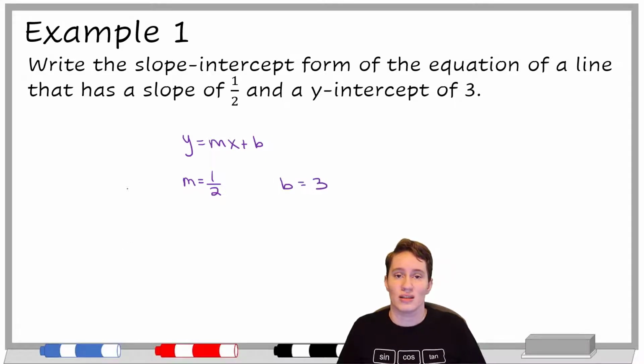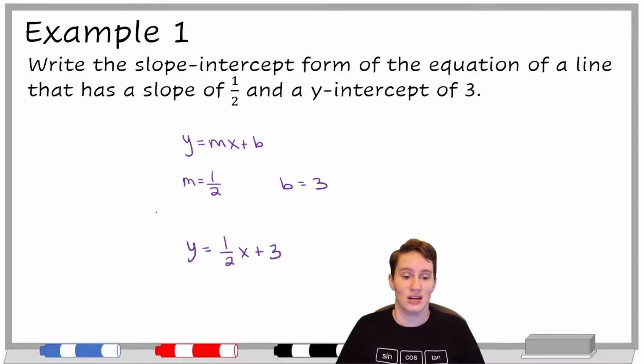So if we want to write the slope-intercept form of a line that meets these qualifications, we're going to replace the m and the b with 1/2 and 3, but we'll leave the y and x as y and x. So this gives us y equals 1/2 x plus 3, and that's it. That's the equation of a line that fits what they gave us.